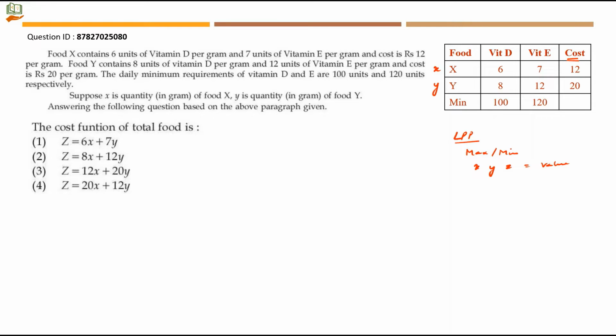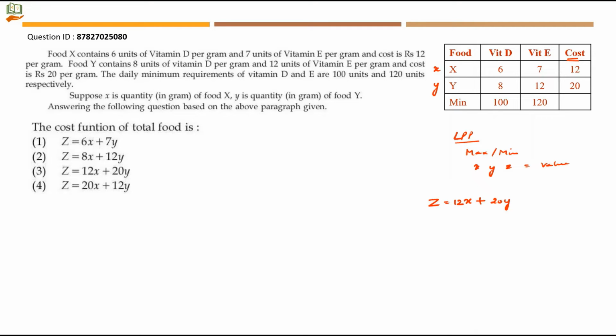So this will be the form. What is the cost for food X? It is 12. So 12 into small x, plus what is the cost for food Y? 20 per gram. So 20 into small y. And we usually assign capital Z for these kind of functions.